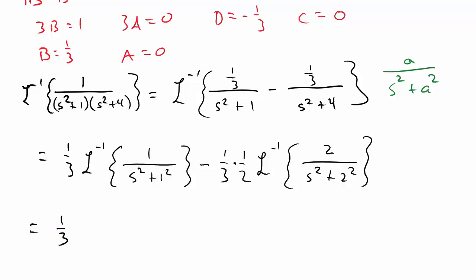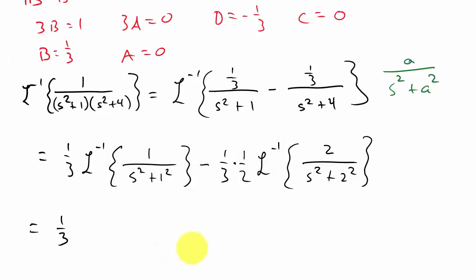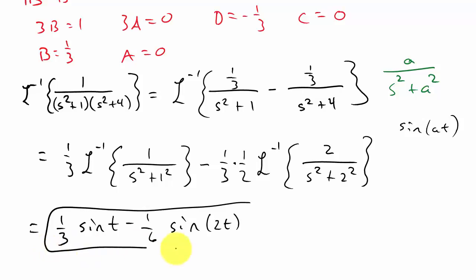Alright, so this is equal to 1/3, and the inverse Laplace transform of this is sine of at, and in this case a is 1, so that would just be sine t. So that would be sine t minus, and then I have 1/6, and remember this is sine of at. Well, in this case a is 2, so that's going to be sine of 2t, and this would be my answer.